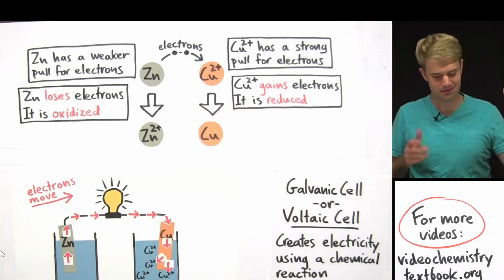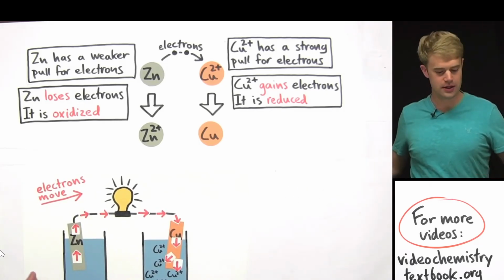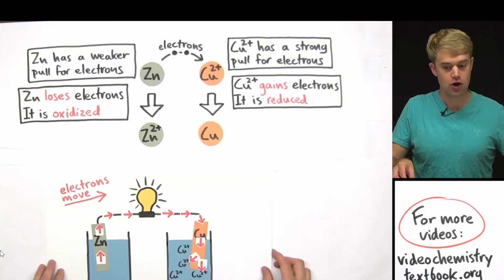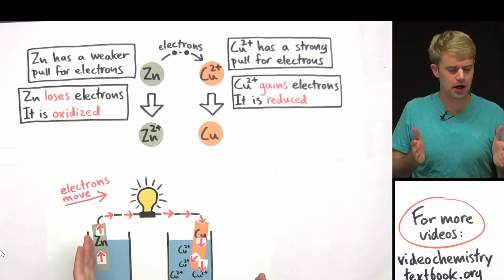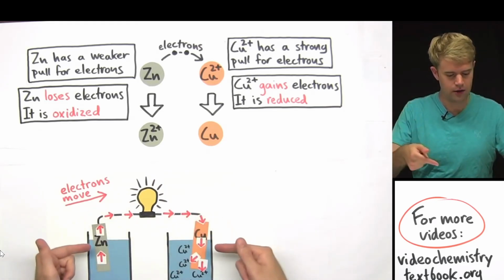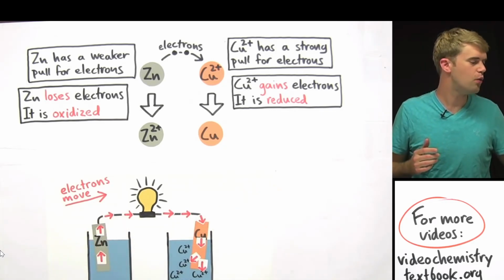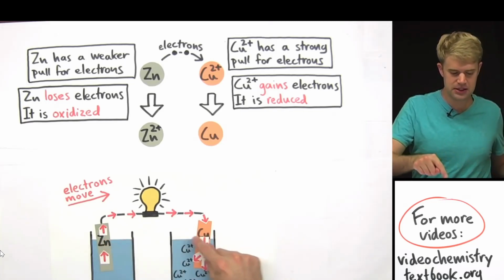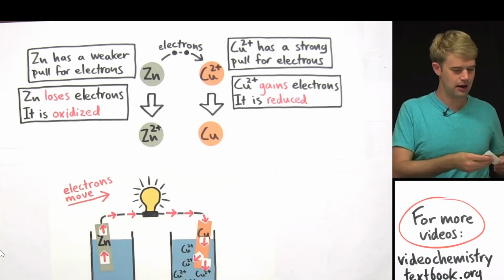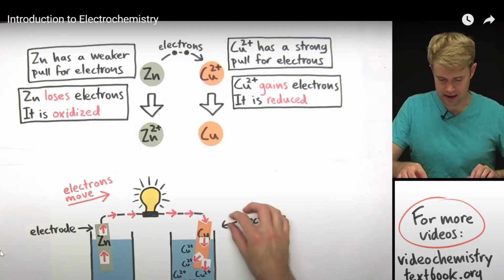All right? Now, in electrochemistry, we often want to describe what is happening in a device like this using oxidation and reduction. We want to be able to talk about the different parts of a galvanic or voltaic cell and say what's happening to them with electrons. So here are just a couple words that we'll need to know. These two pieces of metal, the zinc and the copper, are called electrodes. Okay, so what are electrodes?